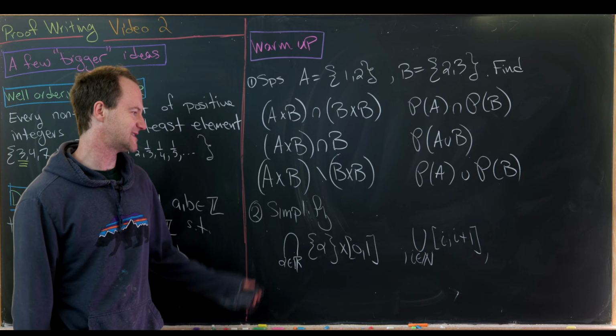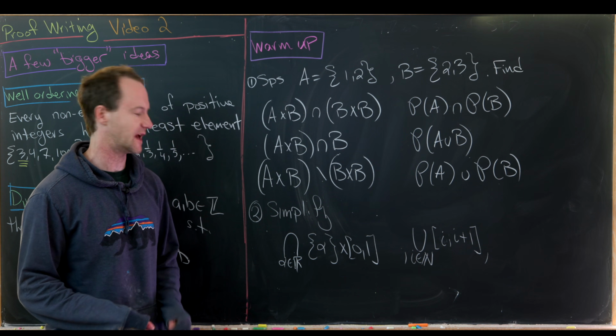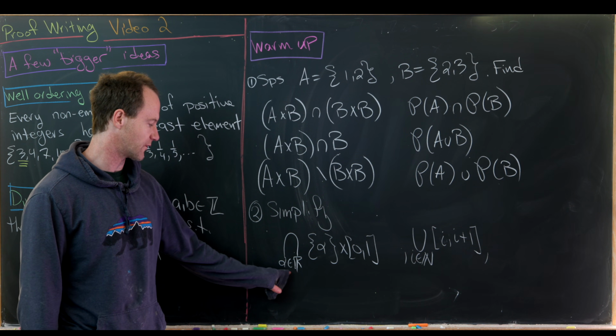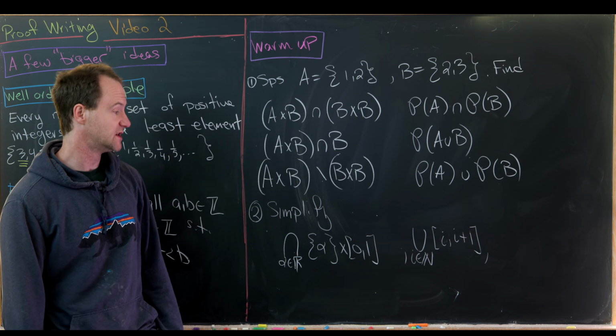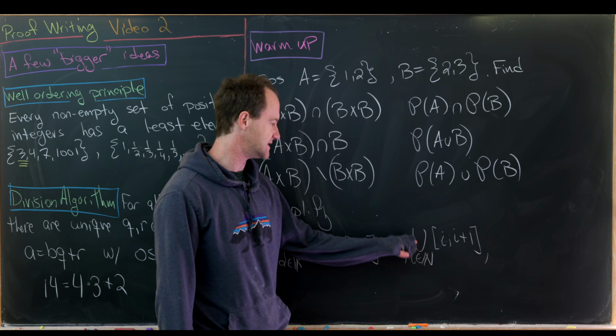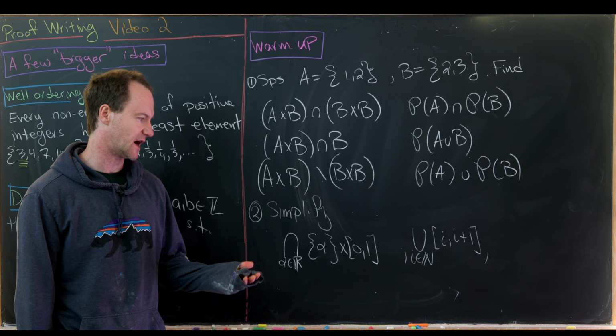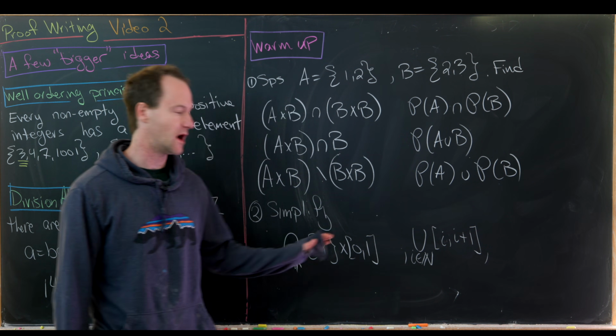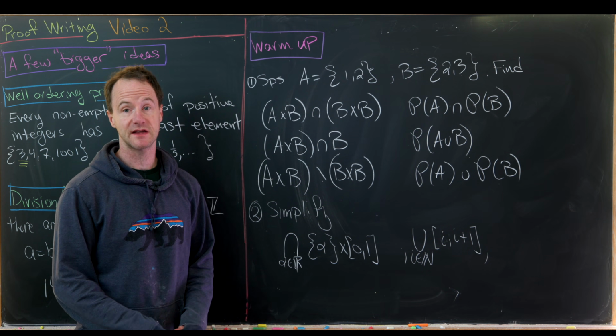Then next let's simplify the following intersections or unions of indexed sets. So the intersection over all real numbers alpha of the singleton alpha cross 0, 1. And then the next is the union over all natural numbers, or sometimes you would write that as the union of I going from 1 to infinity of the closed interval from I to I plus. And that's a good place to stop.